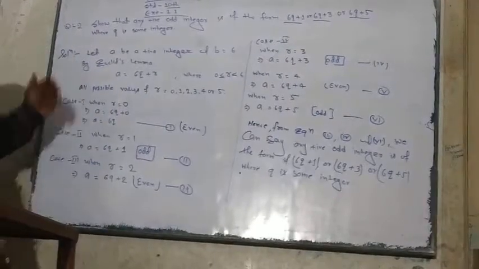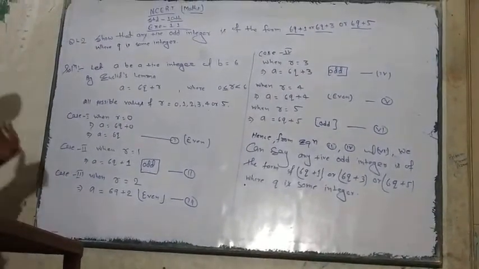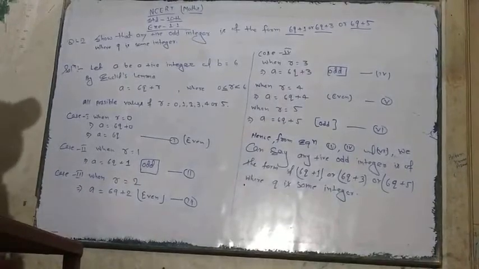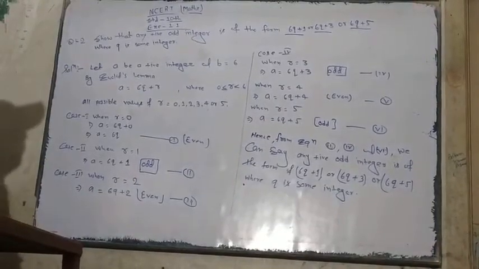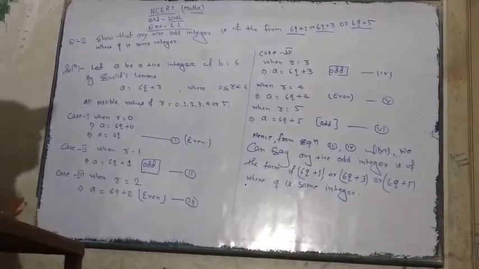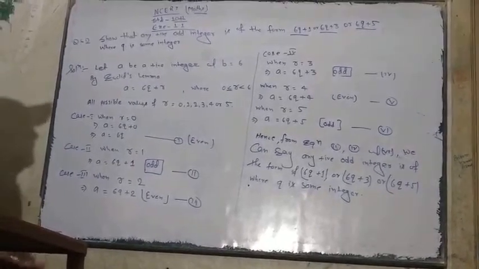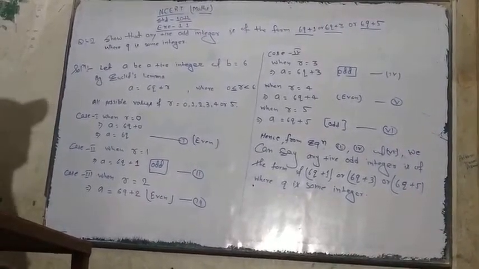Again, we look at this question in the solution. The question is to show that any positive odd integer is of the form 6q plus 1, 6q plus 3 or 6q plus 5, where q is some integer.